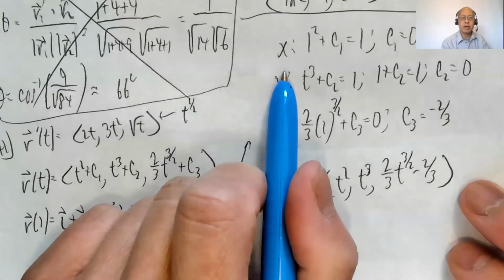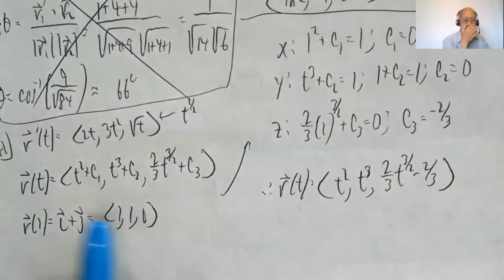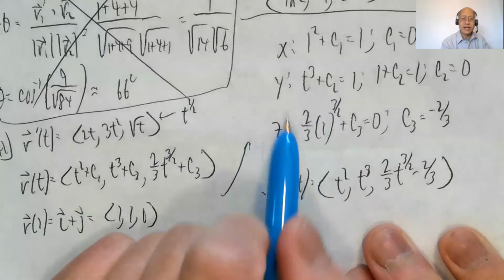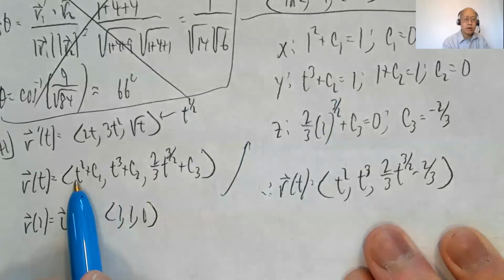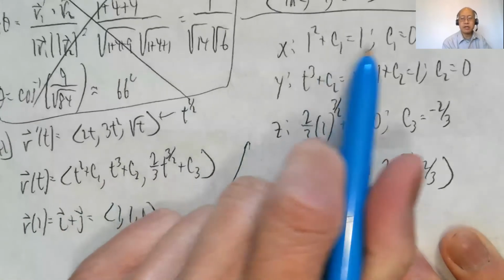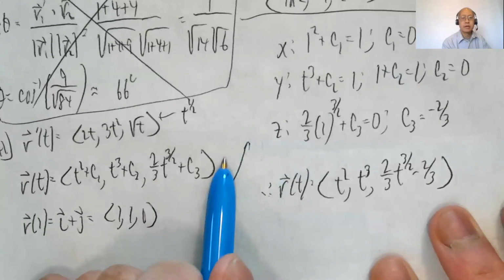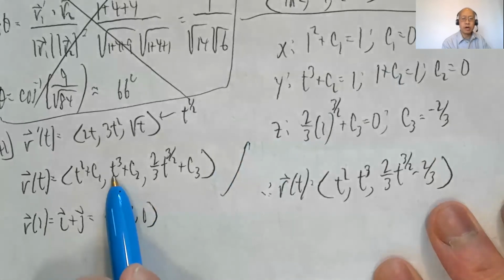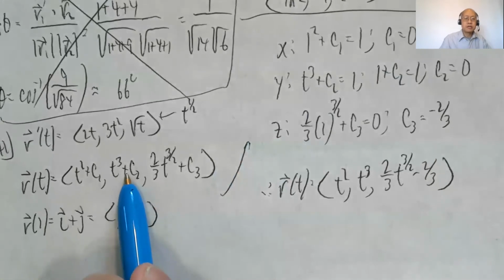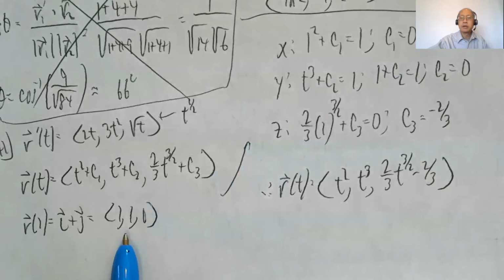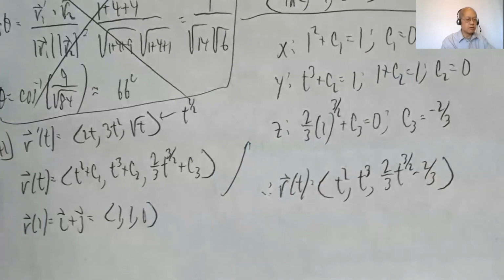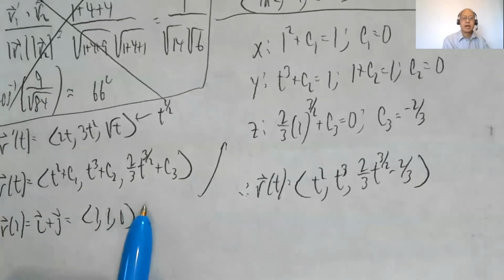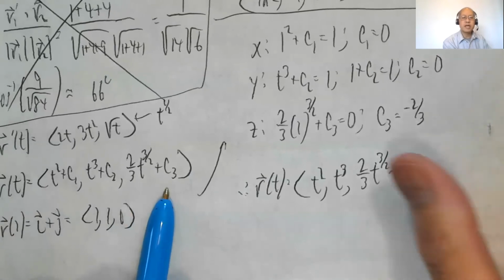So for the x component, if I plug in 1, I get 1. So plug in 1 here. 1 squared plus c1 is equal to 1. That means c1 is 0. Okay, for y, I plug in 1, and I also get 1. So 1 plus c2 equals 1. Okay, well, that means c2 is also 0.